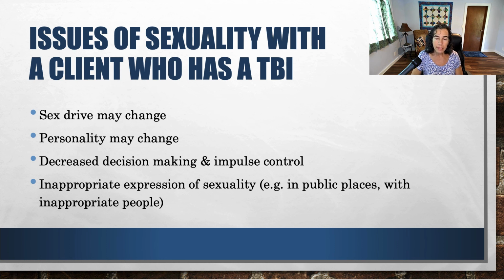So this has to do with lack of impulse control, whereas with our client with intellectual disability, it was more a lack of executive functioning and decision making. But all the same, it gets us to the same place with the potential of having sex in an unsafe or inappropriate place, public place, or with inappropriate people. So those are some things we want to keep in mind with our client who has a traumatic brain injury.